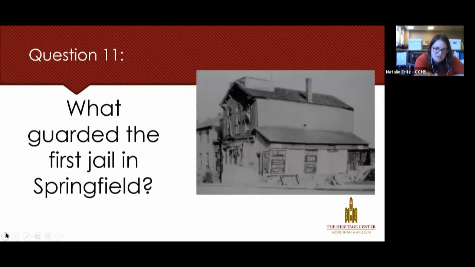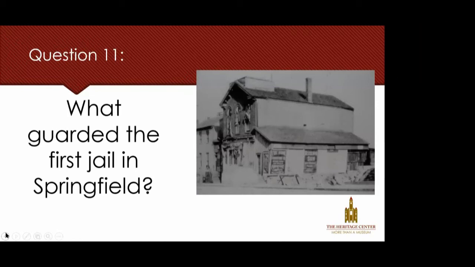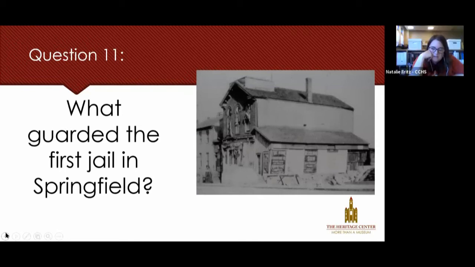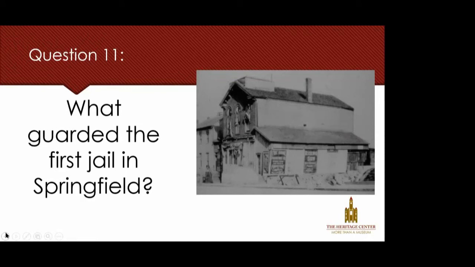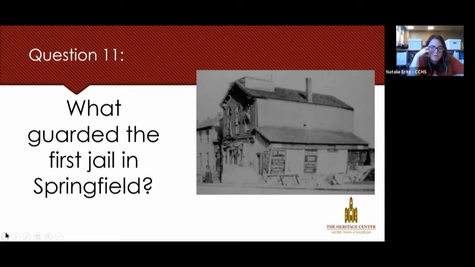So we've got a picture back here. This is right before it was torn down. And then the later jail opened in 1879 on Columbia. And Natalie, can you tell me again where this location was? East side of Spring Street. If you're going down Spring, it would be about where the parking lot is for St. Raphael's. So it would have been before the post office was built there. Roughly. I think it might have been a little bit further over on that side.